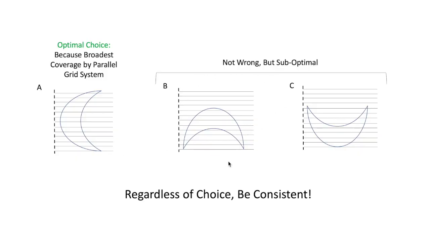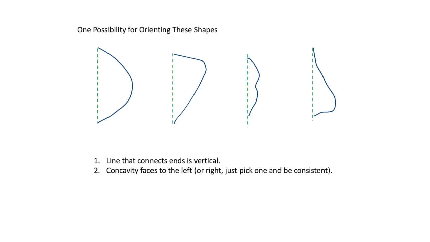Now, choice B and C are both valid, but without context as to why they should be oriented this way, I would say that they are suboptimal choices. Regardless of your choice, you need to be consistent within an experiment and between experiments. Here is another example. This is a set of images in which the shape is open, and they are oriented in various ways. For this, I would align the object such that the line that connects the ends is vertical, and the concavity is all facing left. You can make them face right, it doesn't matter. Just pick one and be consistent.